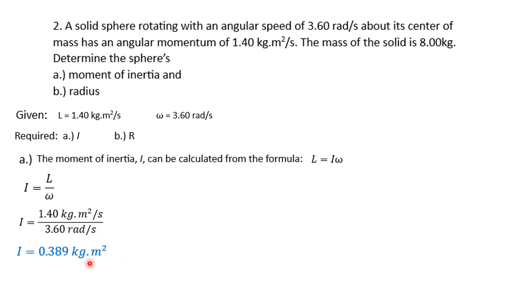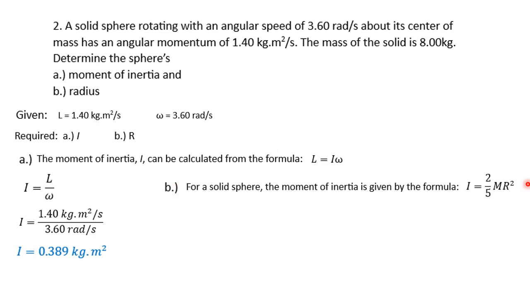Okay, so now let us calculate the radius. To find the radius, we need a formula for the moment of inertia of a solid sphere. Okay, so the formula for the moment of inertia I of a solid sphere is 2 over 5 m r squared. So to find r, we need to derive r squared. So r squared is equal to 5I, just cross multiply, then over 2m. Then get the square root.